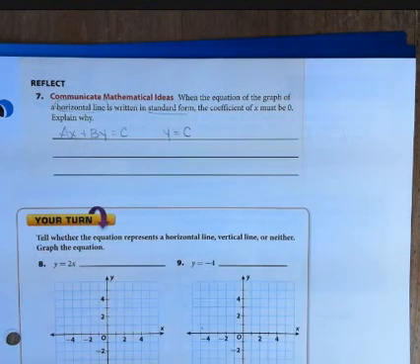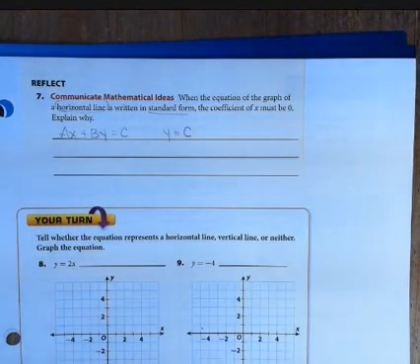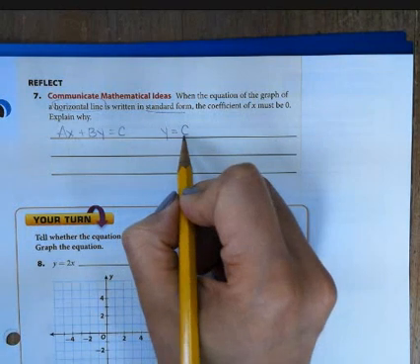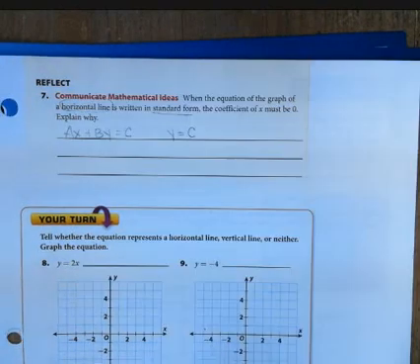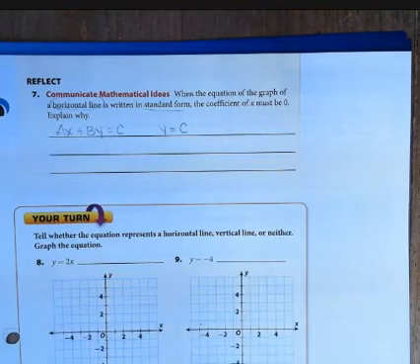Okay, so let's go on into these zero-turn questions, and for this sake I'm just going to go and do number 8 and number 10.